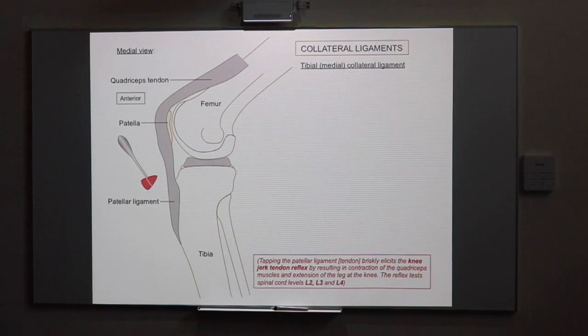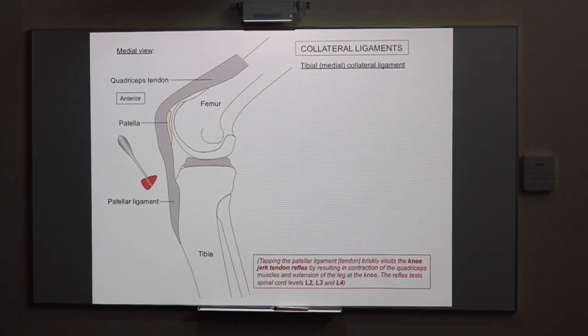If someone is able to flex and extend the knee, it means there is no problem, and you don't need this test to be done. You are not evaluating a spinal nerve. You are evaluating the L2, 3 and 4 segments of the spinal cord.